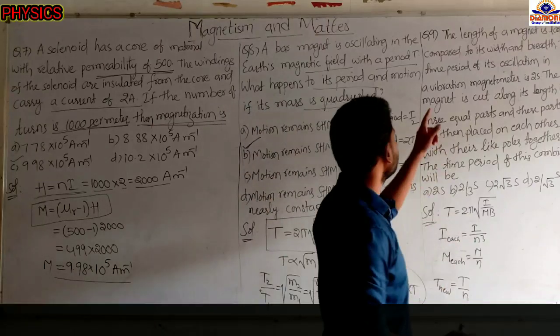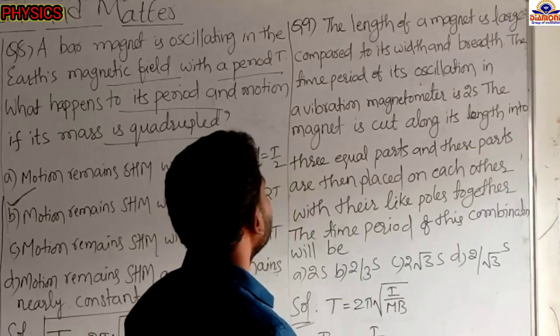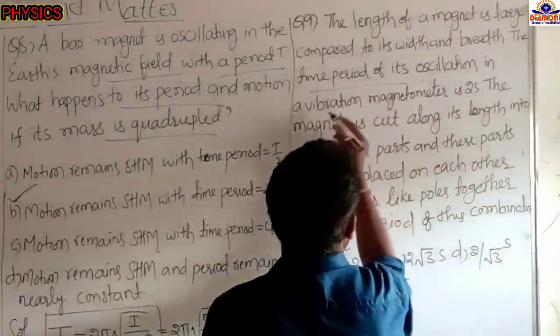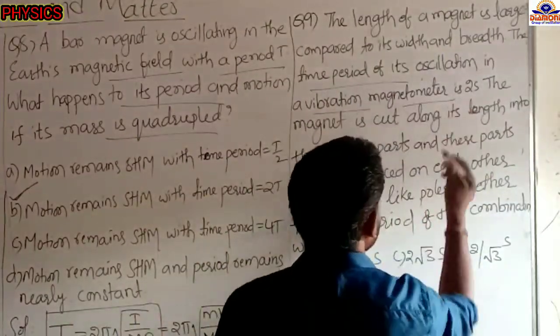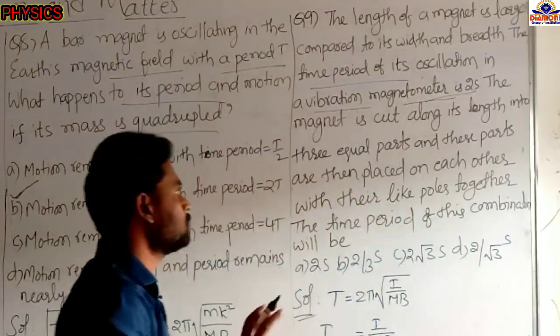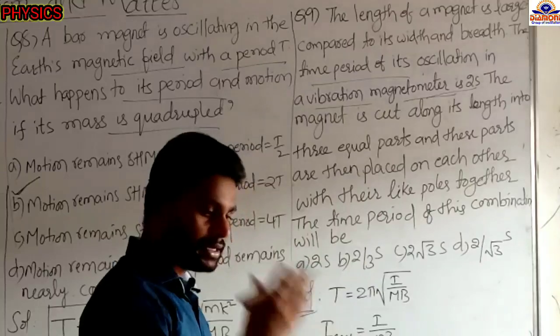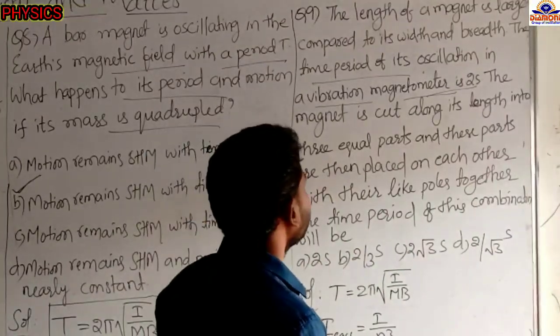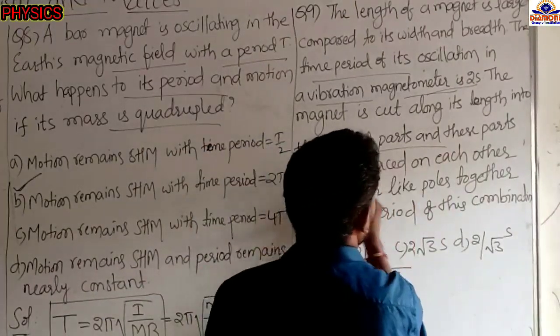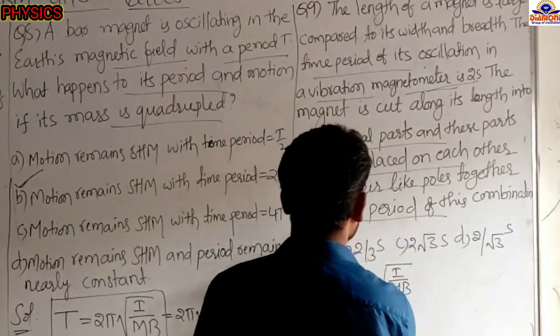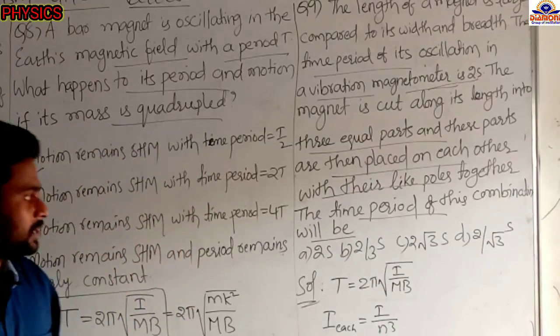Now let's see the next question. The length of a magnet is large compared to its width and breadth. The time period of its oscillation in a vibration magnetometer is 2 seconds. The magnet is cut along its length into 3 equal parts. These parts are then placed on each other with their like poles together. The time period of the combination will be?